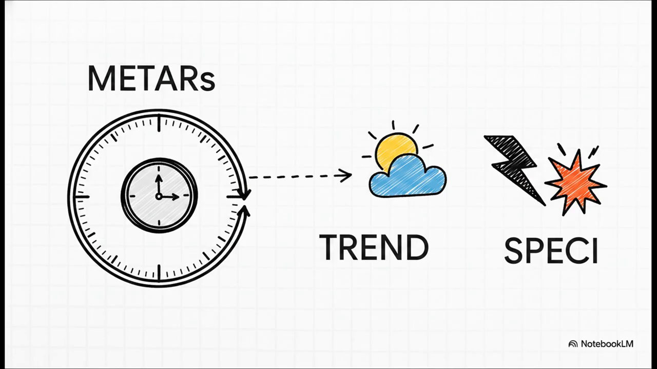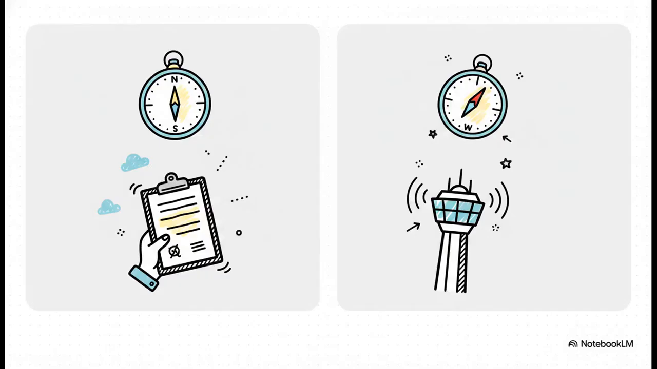so pilots know what's coming next. But hey, weather can turn on a dime, right? And that's exactly where the spec sheet comes in. A spec sheet is a special report raised outside of that 30-minute window, specifically to alert pilots to sudden, critical changes in the weather.